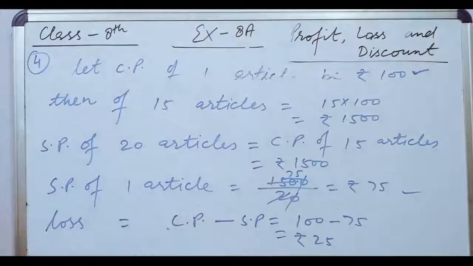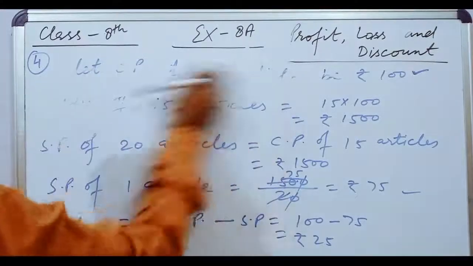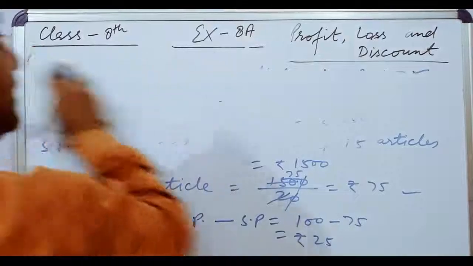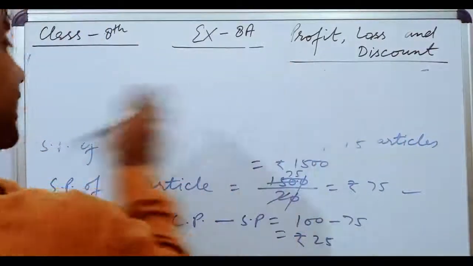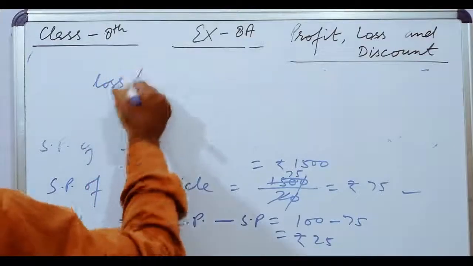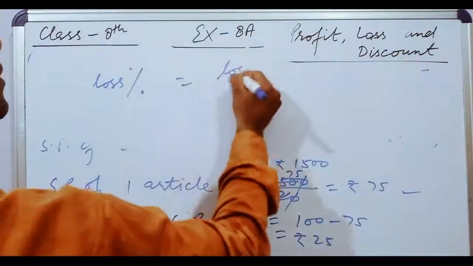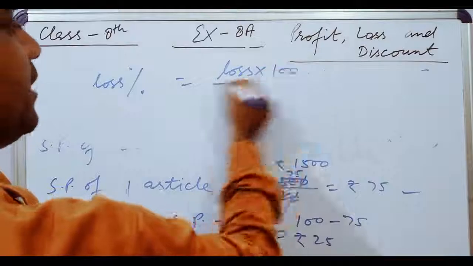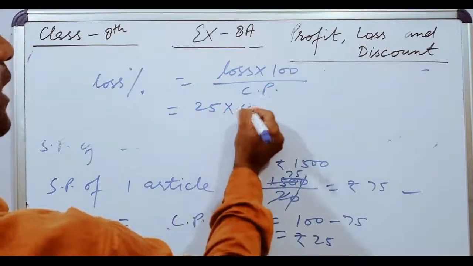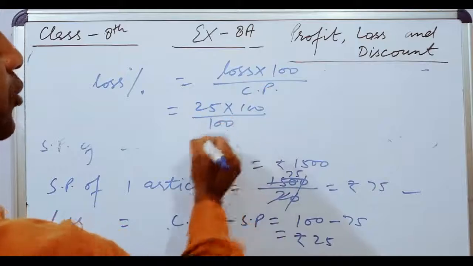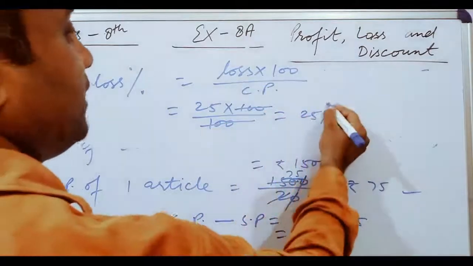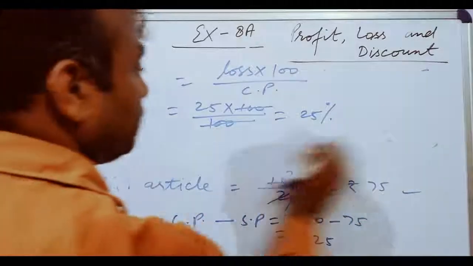Now we will find loss percent. Loss percent equals loss into 100 upon CP. 25 into 100 upon CP, 100 rupees of one article. This cancels, 25%. So loss is 25%.